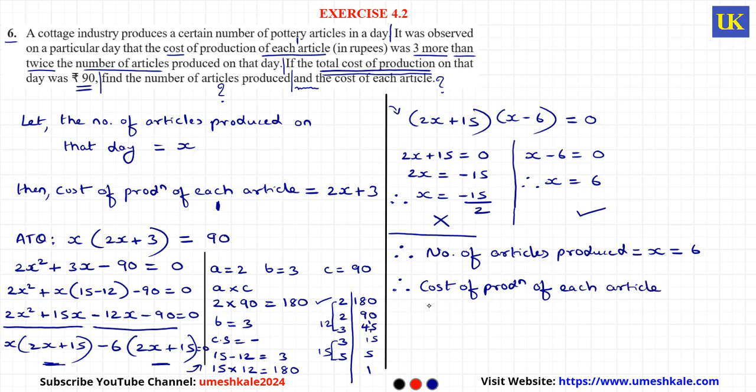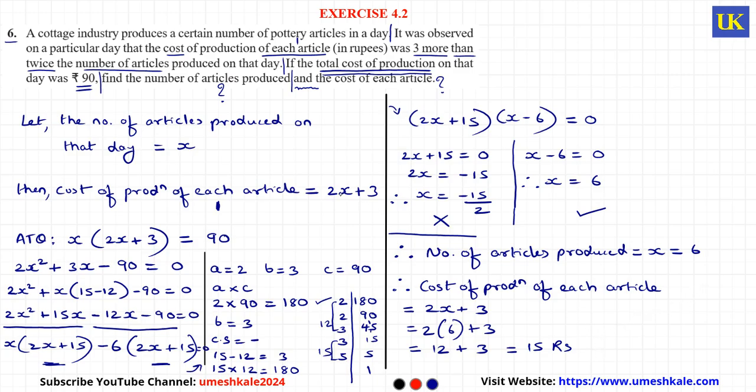So what we had taken, we had taken as 2x plus 3, right? So x value is how much? 6. So we'll put 6 plus 3. So 6 twos are 12 plus 3 is equal to 15, 15 rupees.